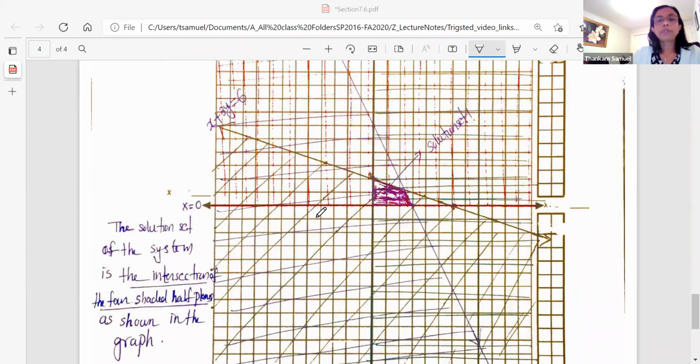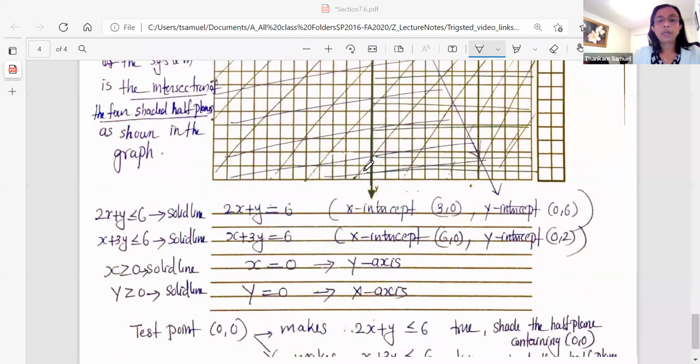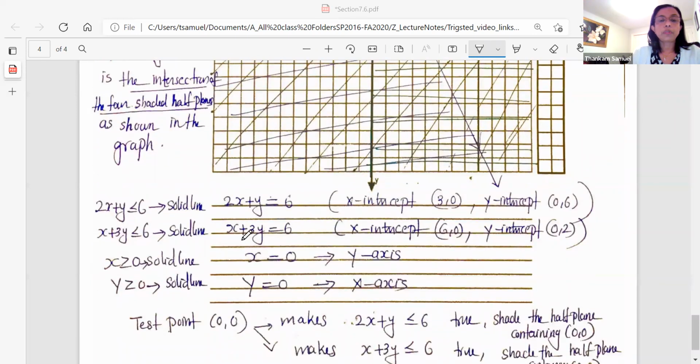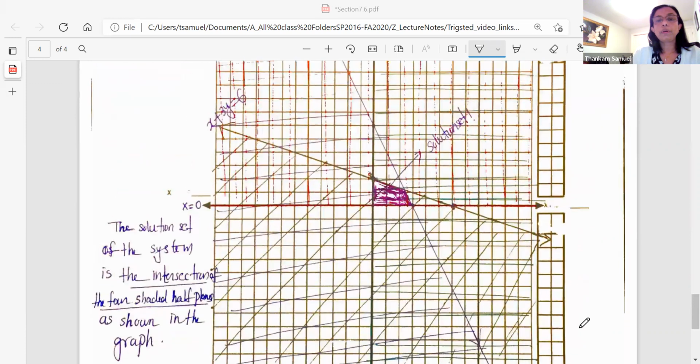And to find the solution set of this inequality, again, we need to consider a test point. Let's consider (0, 0) again as the test point and substitute in this inequality. So 0 plus 3 times 0 is 0. 0 plus 0 is 0. 0 is less than or equal to 6, that is true. So shade the half plane containing (0, 0). So shade this lower half plane of this graph.